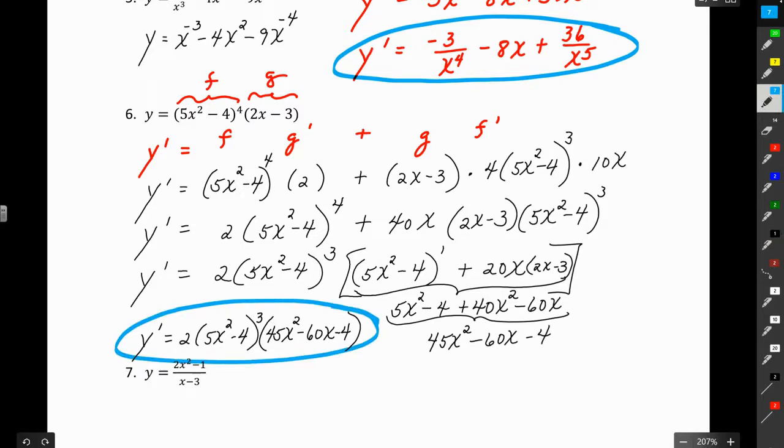Now if you want, you could take it one step further and you could multiply the 2 times every term in here, but either answer would be fine with me.